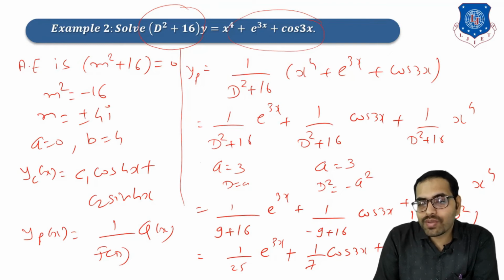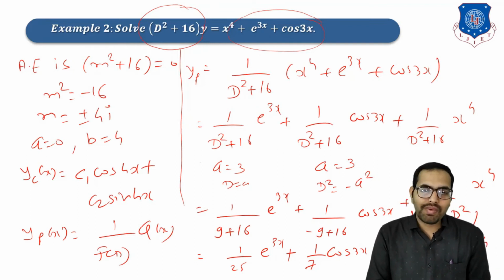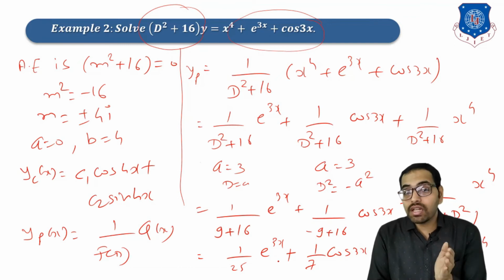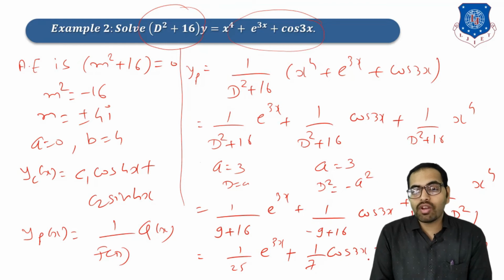And this term becomes 1 plus d square by 16 raised to minus 1 into x raised to 4. Here in case 3 we apply the binomial expansion. Then the first and second terms will be kept as it is, 1 by 25 e raised to 3x plus 1 by 7 cos 3x, and we apply the binomial expansion in the third case.